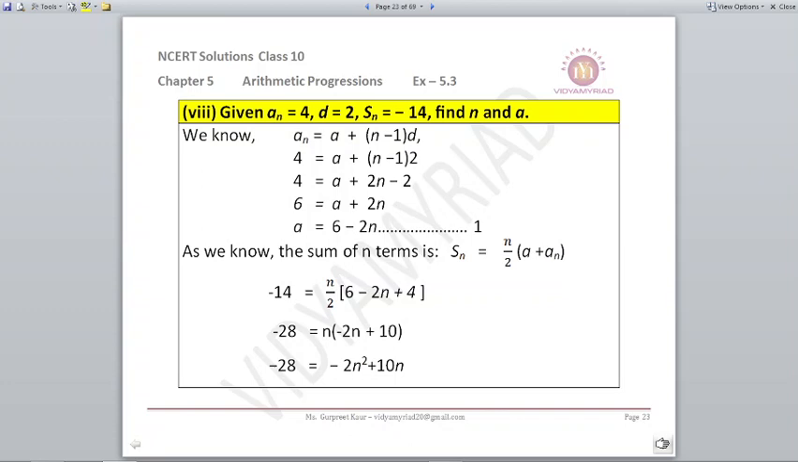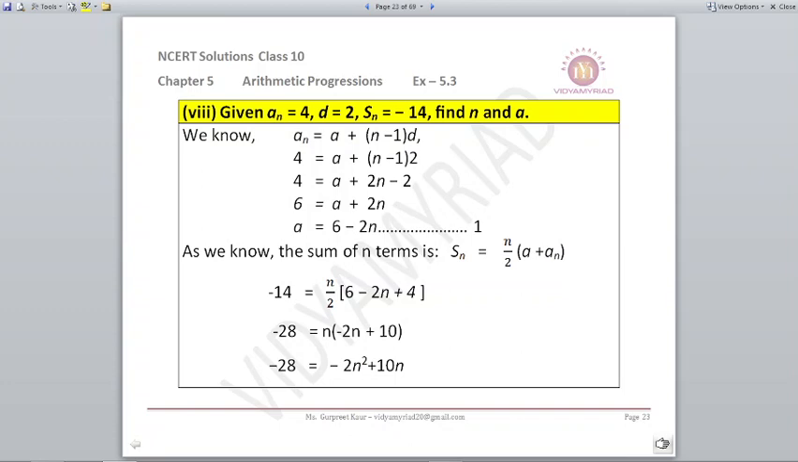So now let us see Sn. Sn will be equal to n upon 2 into a plus an, because we are using this formula since we are given an. So it is easier to do this. Okay. And Sn is given to us as minus 14. So minus 14 is equal to n upon 2. We have to find out n. We don't know. What is a? A is 6 minus 2n plus, and an is given to us as 4.